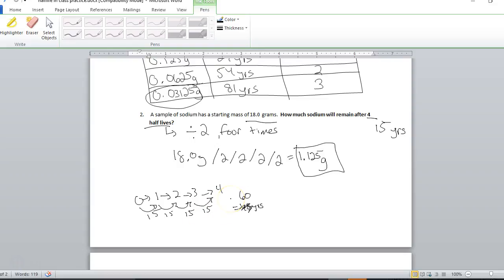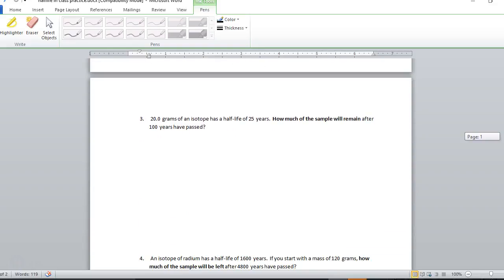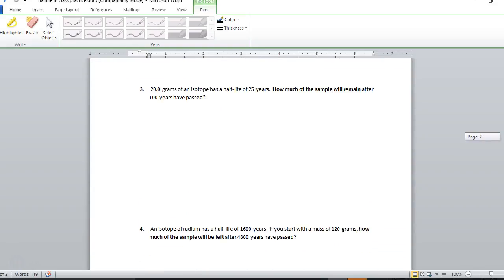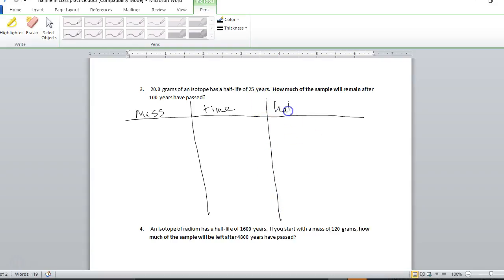Sorry about that. So that's another way you can set up a problem without doing a chart per se. So these are problems where they gave you the half-life time, or the number of half-lives that occurred. Sometimes you don't know how many half-lives have occurred, so you would have to figure that out first, okay? So we'll do this one as a chart method, and one without the chart method. So mass, time, and half-life.